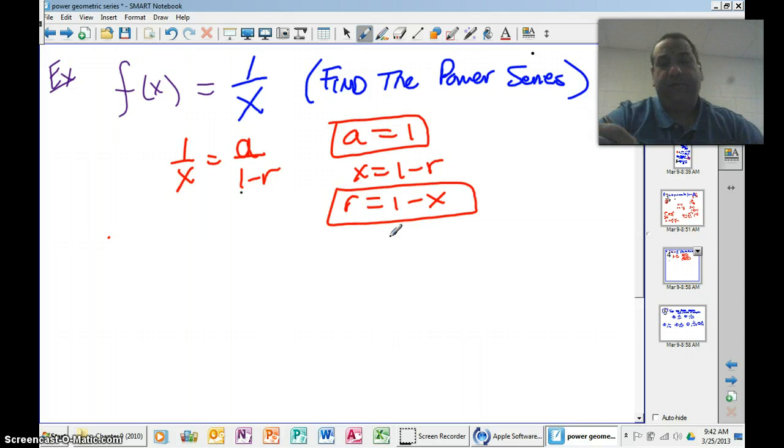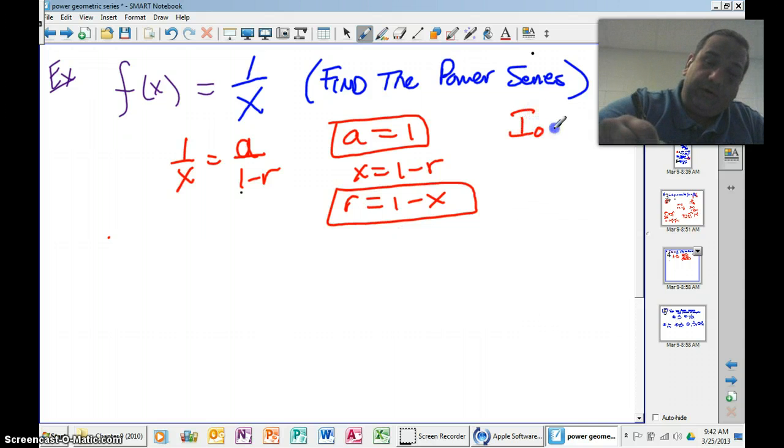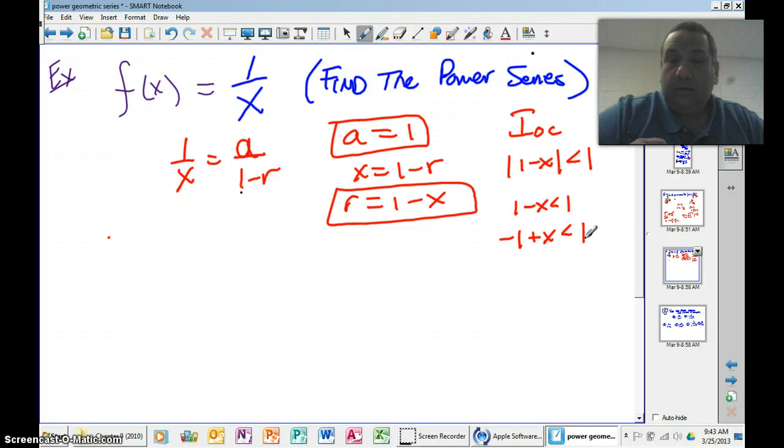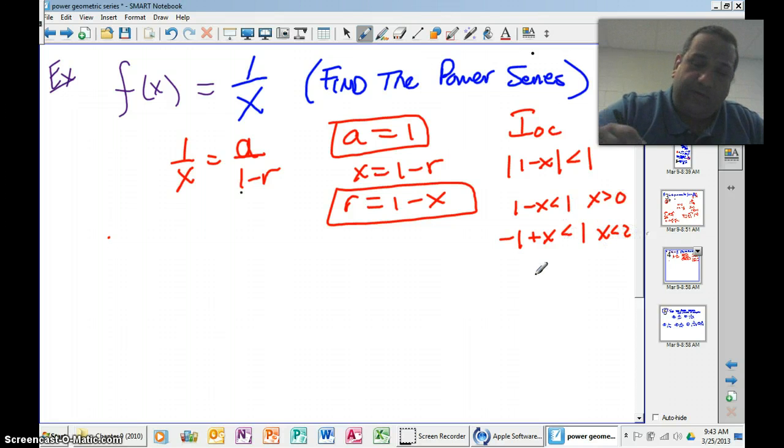So the power series is going to look like this. Oh, let's do the interval of convergence. Interval of convergence. Here we go. If that's r, the absolute value of this has to be less than 1, which means it's going to be this less than 1 or negative 1 plus x less than 1. So this turns out to be x greater than 0. This turns out to be x less than 2. So my interval of convergence is going to be 0, 2.